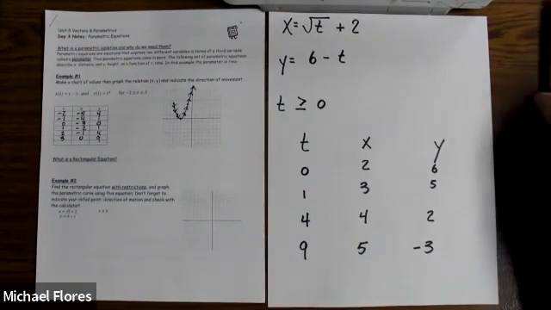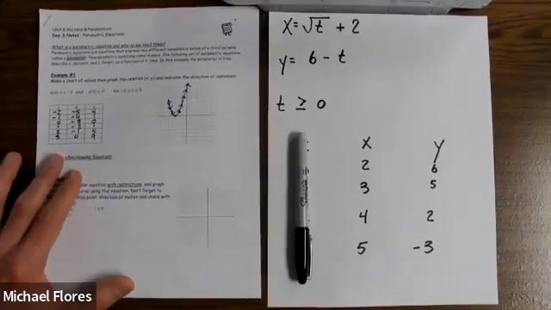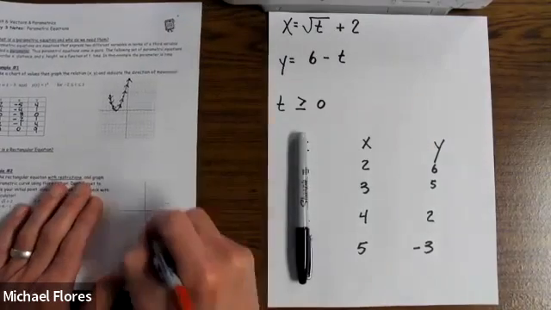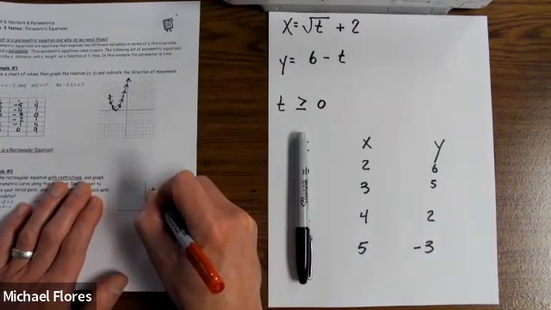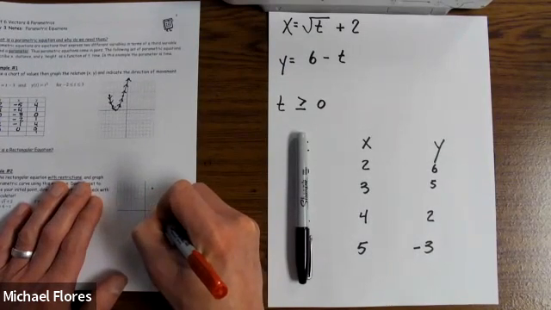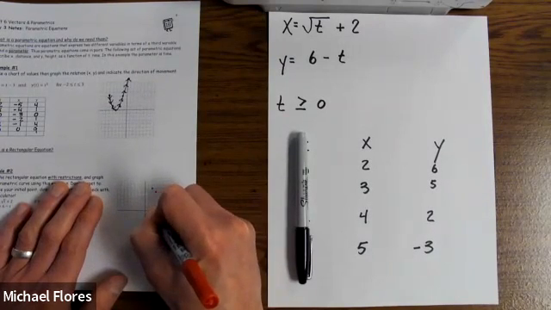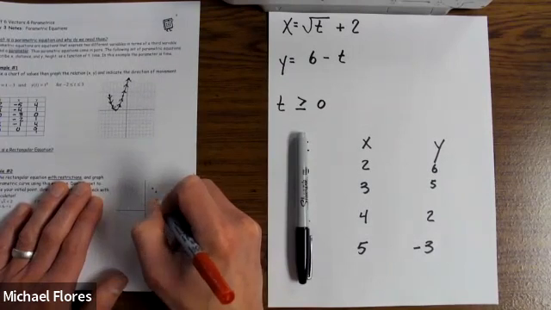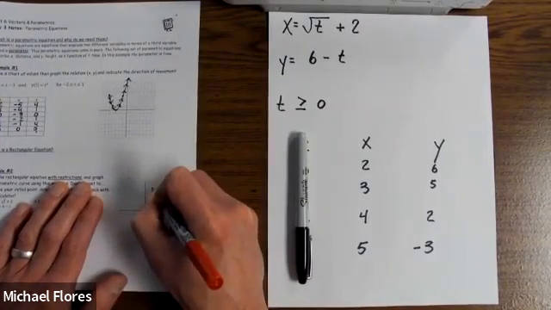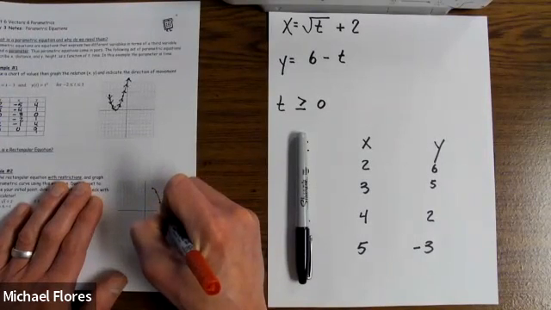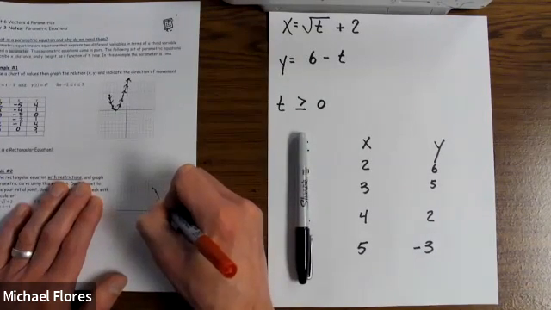Let's plot these. We don't need the t column anymore. So 2, 6. 3, 5. -3. Then make sure you indicate motion.